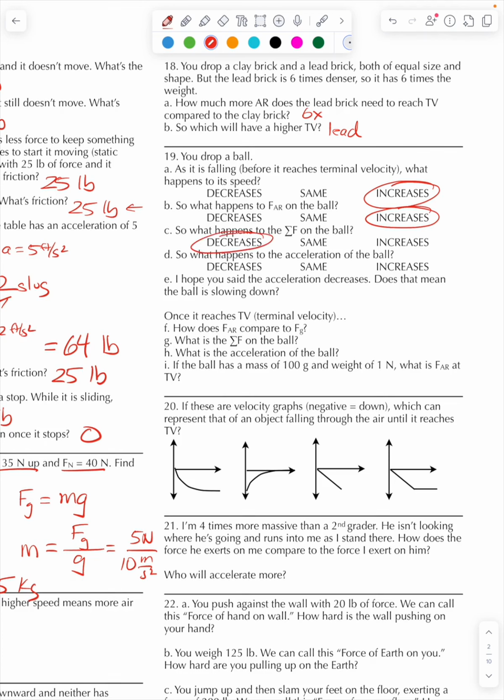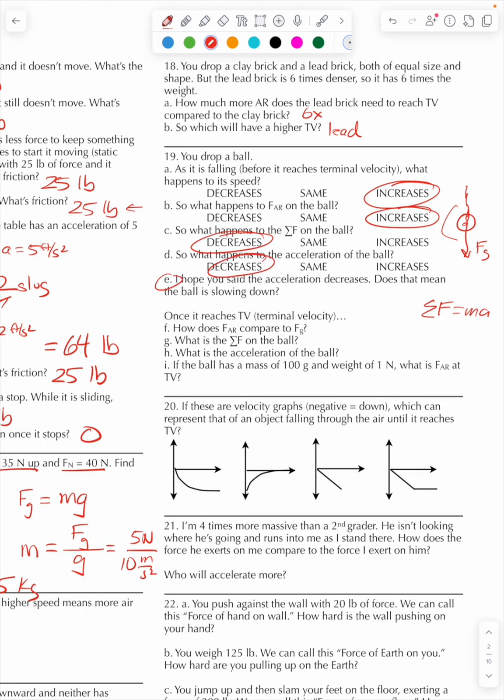The net force decreases because on the ball, you have this constant weight that's not changing. But as it's falling and getting faster, the air resistance force is getting bigger, bigger, and bigger. So the net force is getting smaller, smaller, and smaller. So if the net force is getting smaller, remember net force is proportional to the acceleration. If the net force is getting smaller, the acceleration is getting smaller.